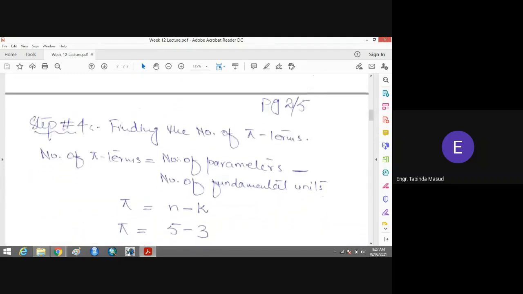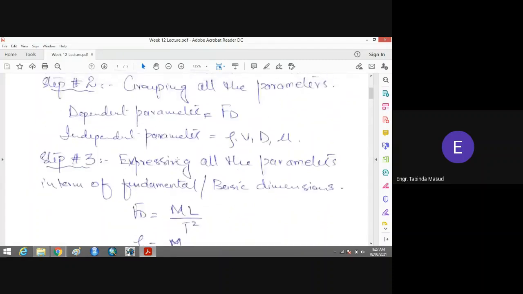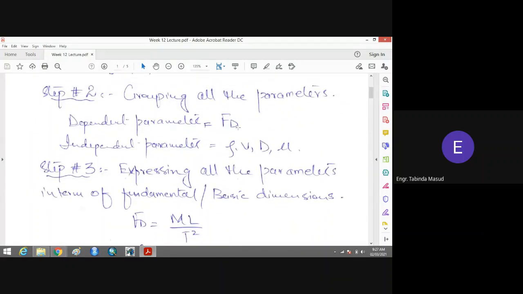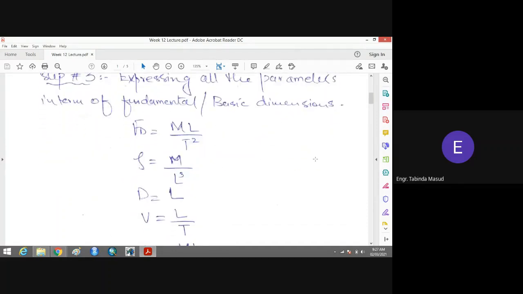Remember how many total parameters you have: 1, 2, 3, 4, and 5. The total independent and dependent parameters is 5. And how many fundamental dimensions do you have in this particular problem? You can see you have M, L, and T. Remember that the maximum fundamental dimensions are only 3: M, L, and T. You can have less than 3 fundamental dimensions in any particular problem.